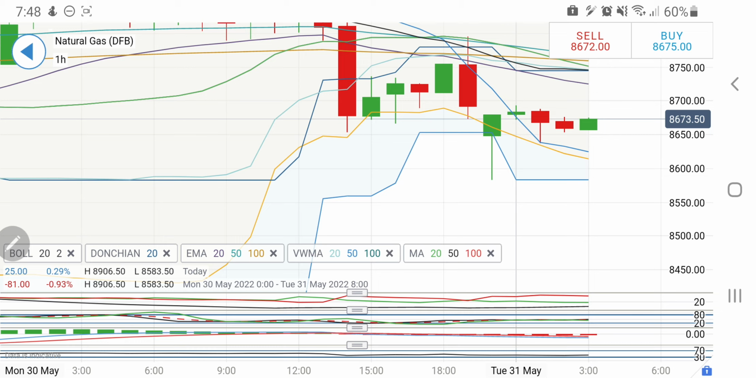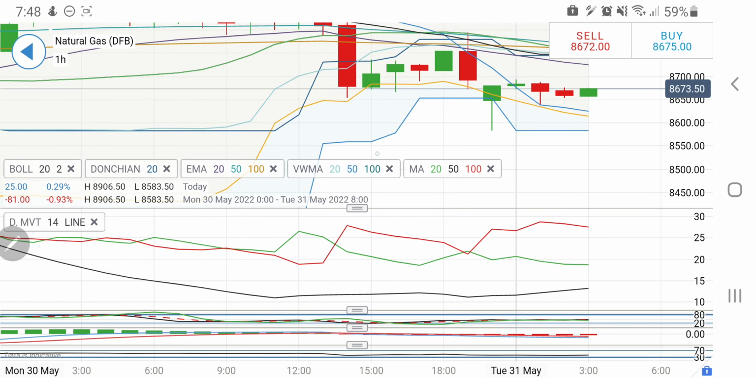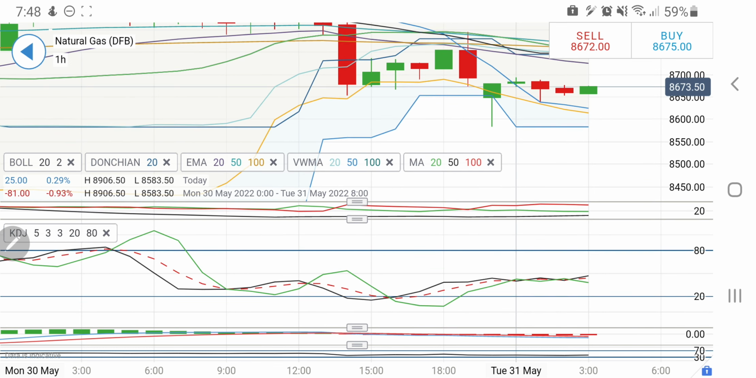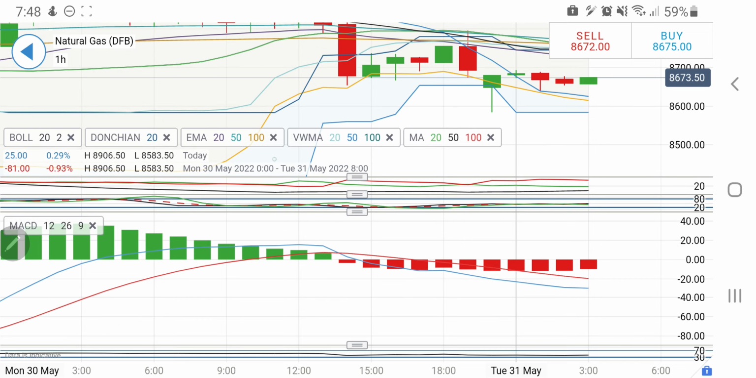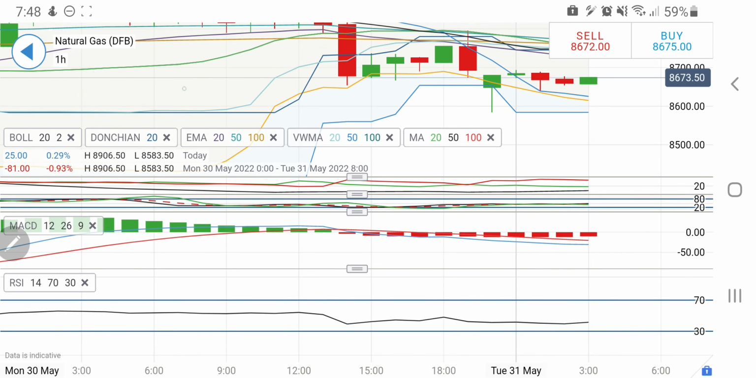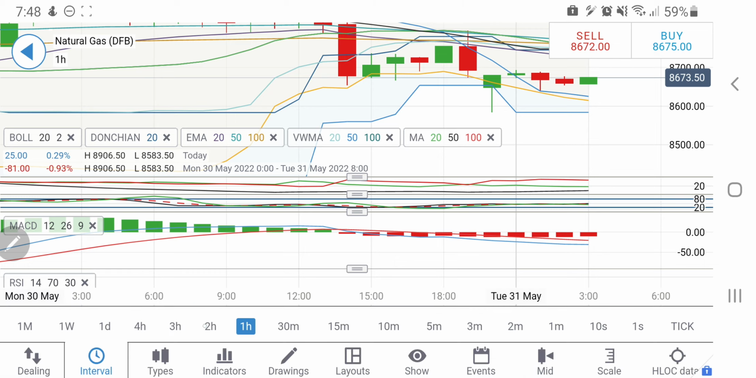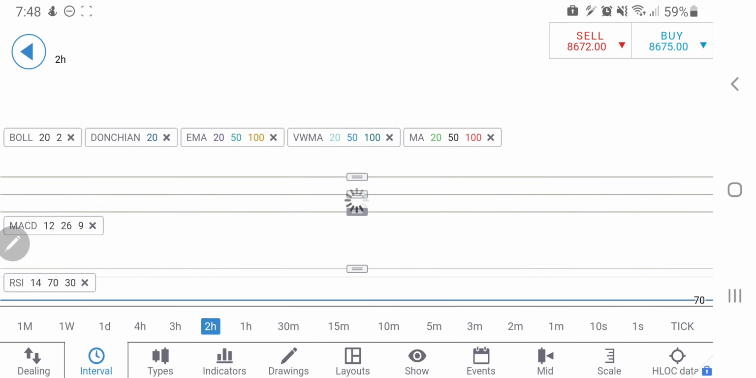At the same time, a short entry below 8.64 levels, 8.63 levels can be taken there. The directional movement is bearish. The stochastic is almost trading at the middle of the zone there, not indicative of anything. The MACD is bearish and trying to converge, indicating that there could be a reversal. The RSI is also looking upwards, indicating a little bit of bullishness there.